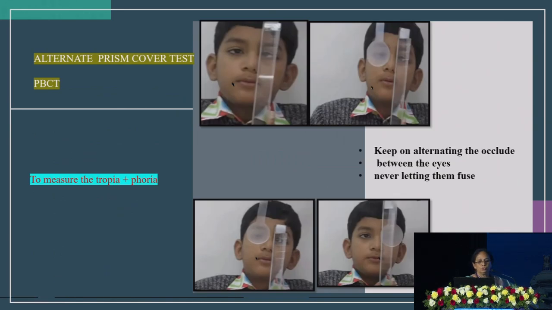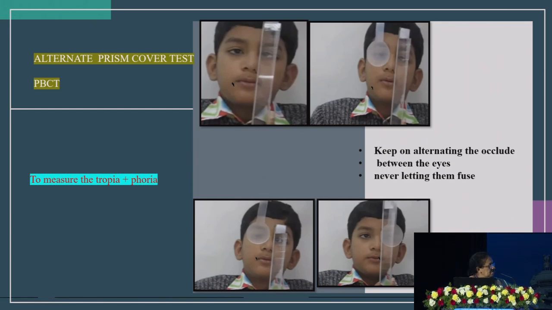This is how you do the PBCT or the prism bar cover test. This can be done with the prism bar or with loose prisms. You put an appropriate prism in front of the deviating eye, and then you cover the other eye and see whether the deviation is corrected or not. If it is not corrected, increase the prisms.